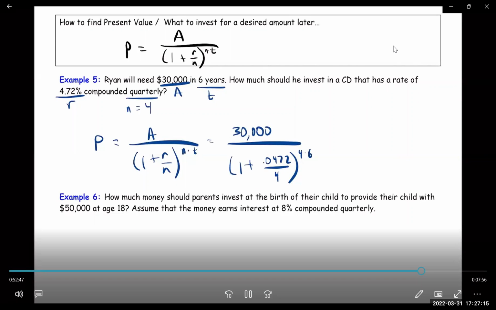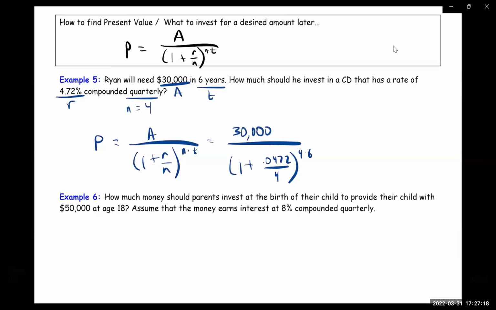Well, 30,000 divided by parentheses 1 plus 0.0472 divided by 4, close parentheses, exponent, parentheses 4 times 6, or you can just type in 24. And that tells you how much money he should invest now. So this person should invest, according to my calculator, $22,638.57.